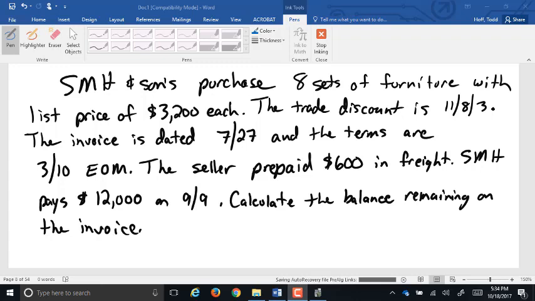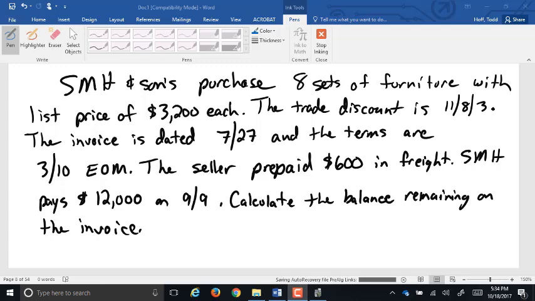So for this example, SMH and Sons purchases 8 sets of furniture with a list price of $3,200 each. The trade discount is 11/8/3. The invoice is dated 7/27 and the terms are 3/10 EOM. The seller prepaid $600 in freight. SMH pays $12,000 on 9/9. Calculate the balance remaining on the invoice.